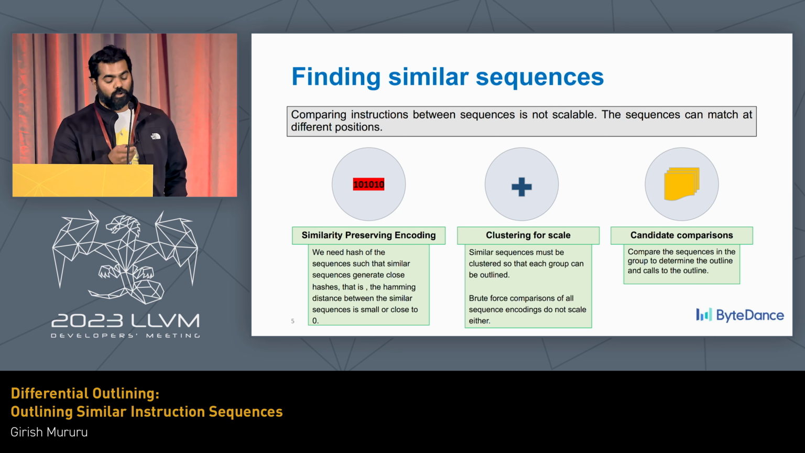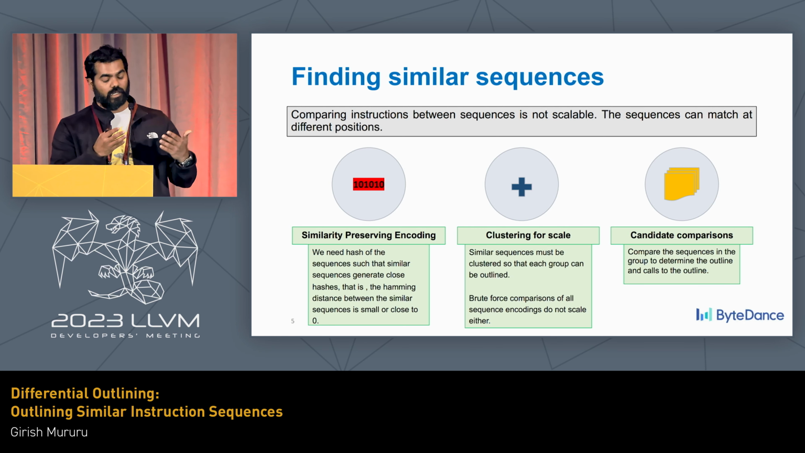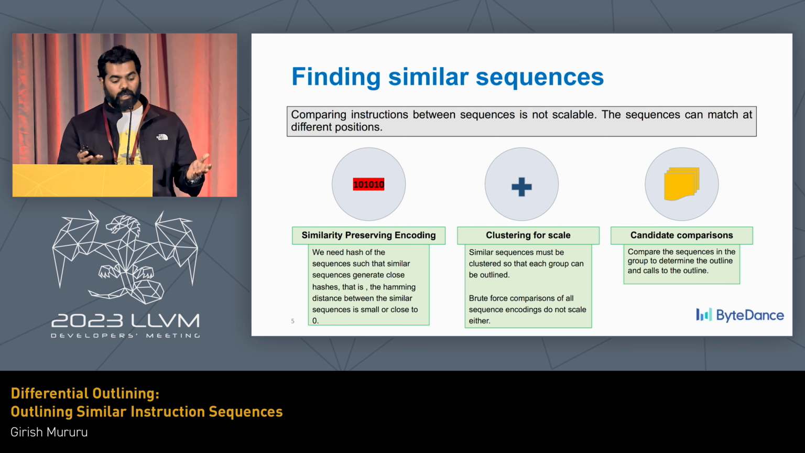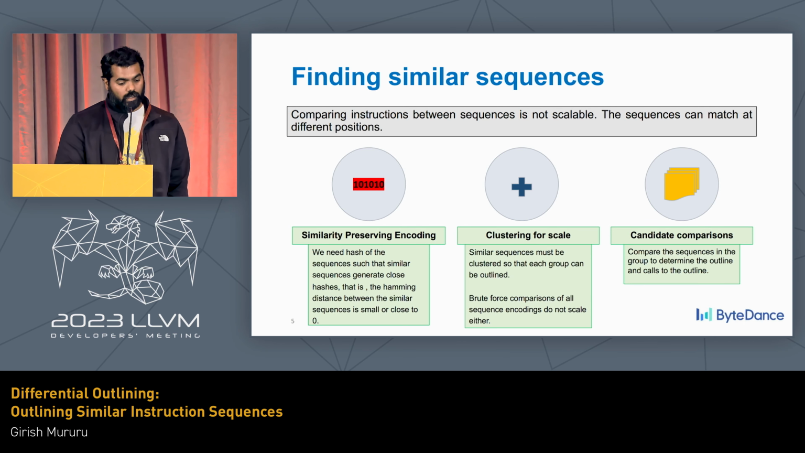And then what we do is we use this encoding to cluster these similar sequences, basically to account for the scale. And then once we have the cluster, we can only compare the candidates within the cluster to get these similar instruction sequences.